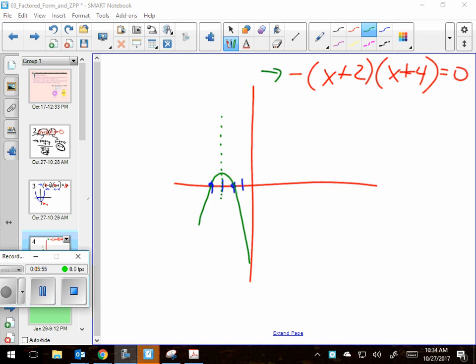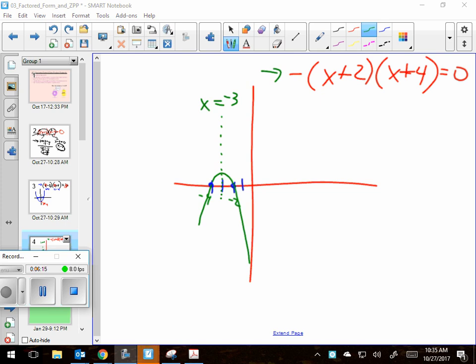It's called the axis of symmetry. It's an x equals number that runs right down the middle. And that would be at what? -3. You get how that's logical? If this is -2 and this is -4, then that must be -3.